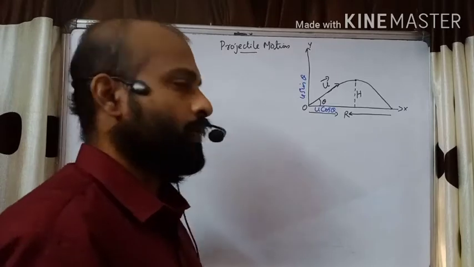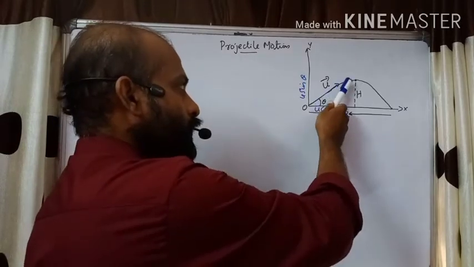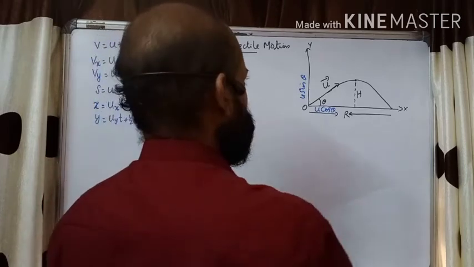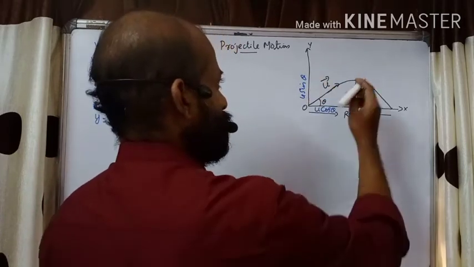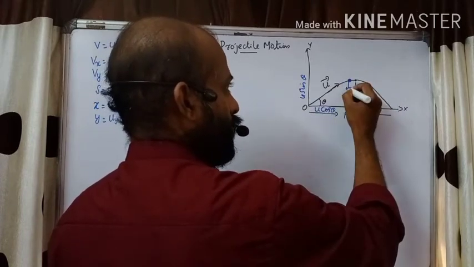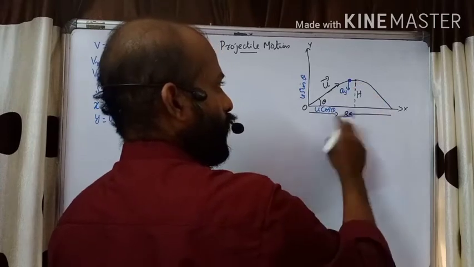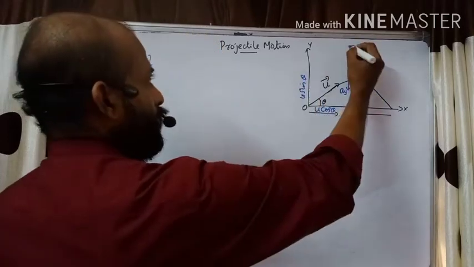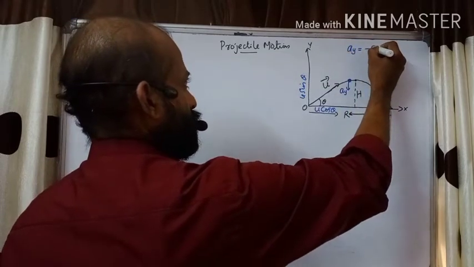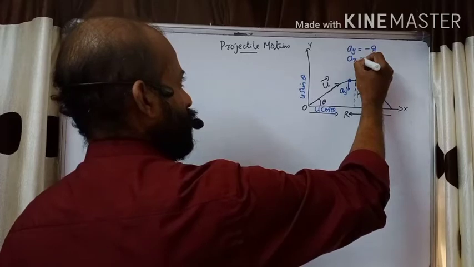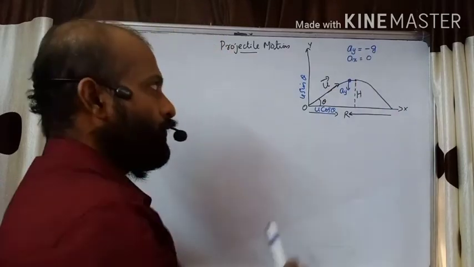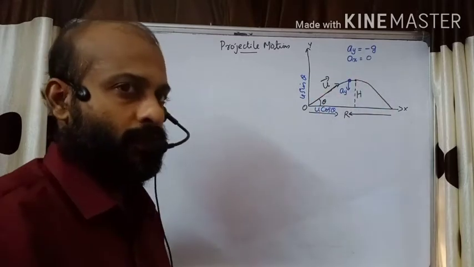Now what about acceleration? At each and every point of the motion of the projectile, acceleration acts vertically downwards. So it has only a y component. If this is the position of the projectile, the acceleration is acting downward. The value of Ay is minus g. What about Ax? Ax will be 0. There is no x component of acceleration, only the y component, which is equal to minus g.